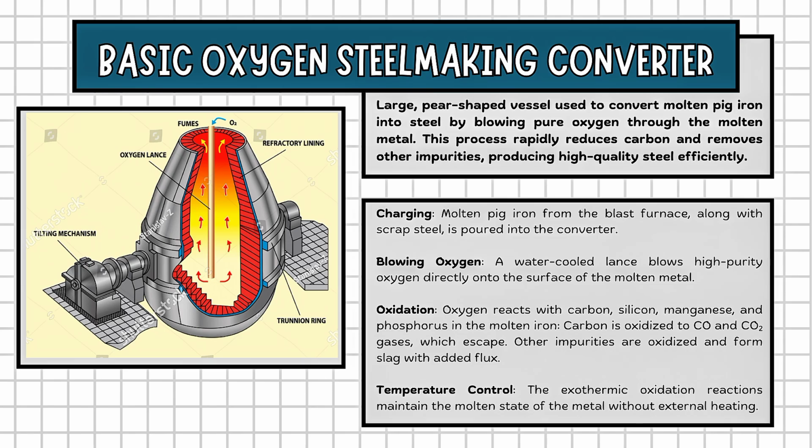Oxygen reacts with carbon, silicon, manganese, and phosphorus in the molten iron. Carbon is oxidized to carbon monoxide and carbon dioxide gases which escape. Other impurities are oxidized and form slag with added flux. And for temperature control, the exothermic oxidation reactions maintain the molten state of the metal without external heating. So those are the furnaces that help make our steelmaking processes successful by producing high quality steel efficiently to form our semi-finished product that later undergoes secondary manufacturing to produce our final product.